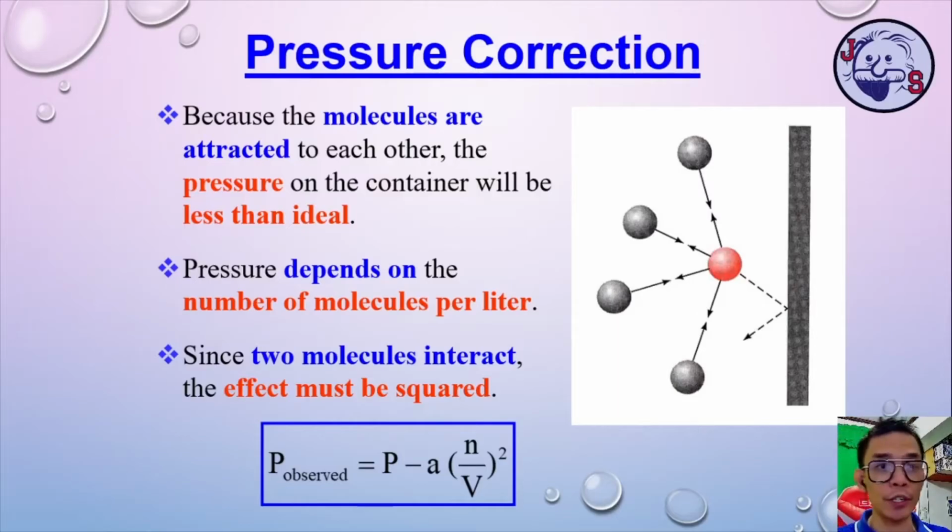Since we encountered earlier the pressure correction, the higher the pressure, the more the gases will collide on your container, and the more noticeable the volume will be. The pressure depends on the number of molecules per liter. So the more molecules of gas, like in the simulation that we had earlier, the more pressure differences you will notice.